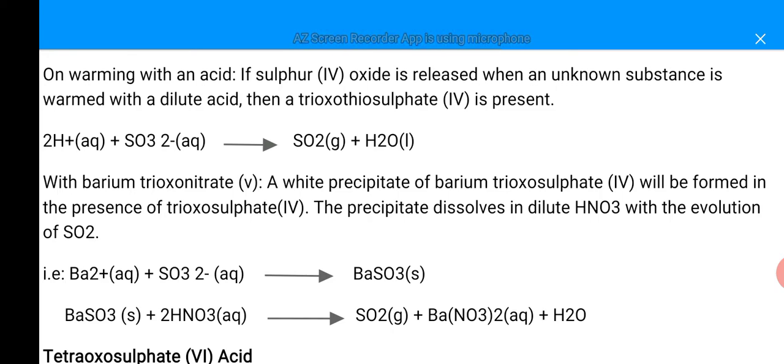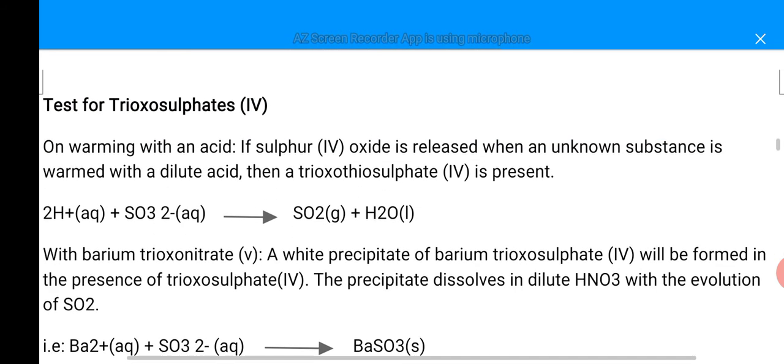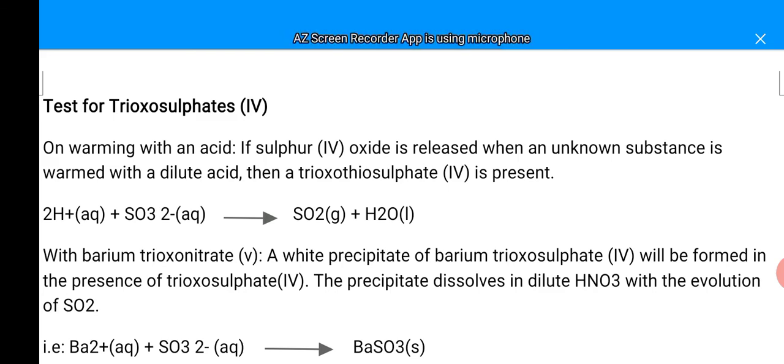A white precipitate of barium trioxosulfate 4 will be formed in the presence of trioxosulfate 4. That is, the precipitate dissolves in dilute HNO3 with the evolution of SO2. If you have barium trioxonitrate 5 reacting with a solution containing trioxosulfate 4, we are going to have barium trioxosulfate 4 being formed. That is the white precipitate. The precipitate in dilute HNO3 will lead to the evolution of SO2. So we should know that all these are also compounds of sulfur.